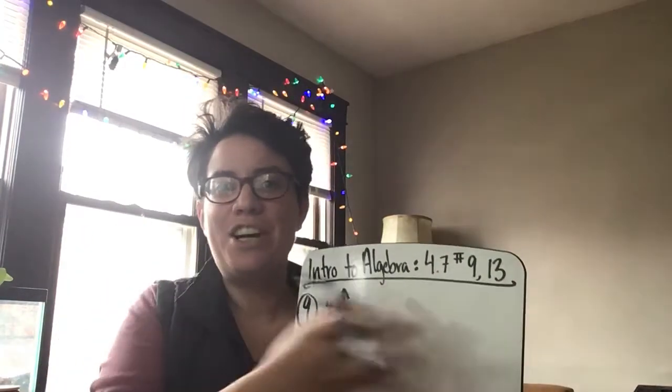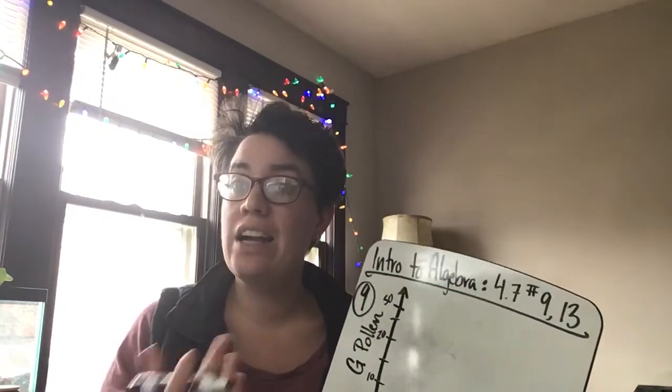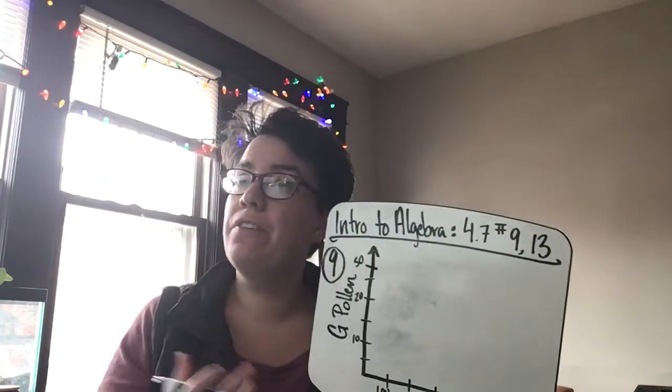Hey all, so we're going to talk about the nominated problems from 4.7. We're going to talk about 9 and 13. First of all, we're going to talk about 9 because it's kind of helpful for 13.